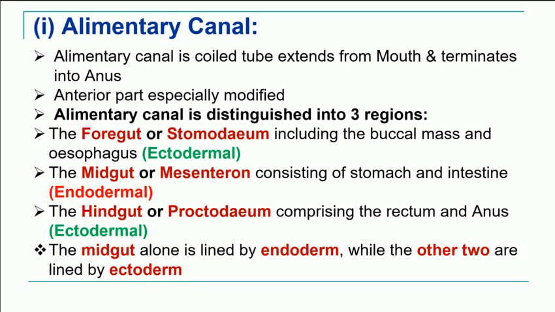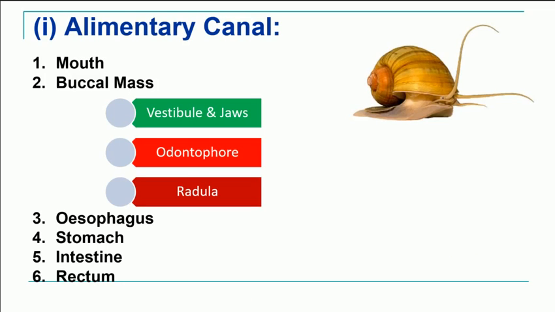Now after knowing this division of the alimentary canal, we will see what the parts of this alimentary canal are. It starts from the mouth, then goes to the buccal mass. This buccal mass further has some subparts: the vestibule and jaws, odontophore and radula. We'll study each one by one. Then the third part is the esophagus, followed by the stomach, then the intestine, and finally it ends in the rectum.